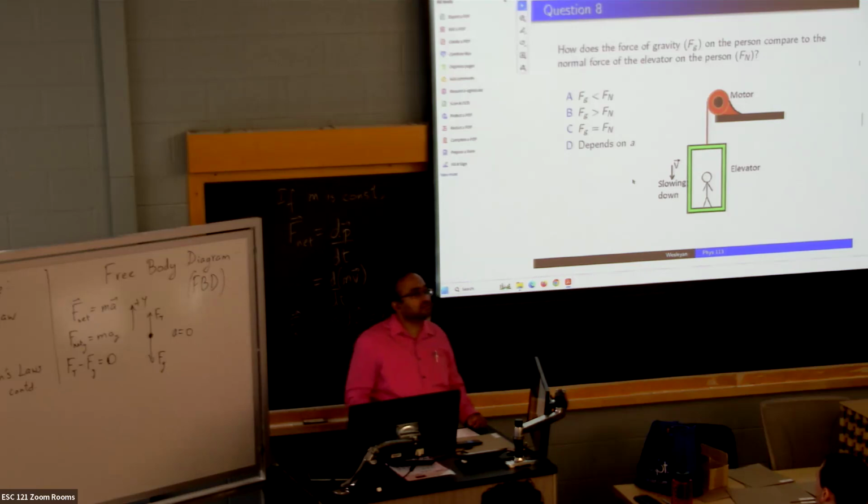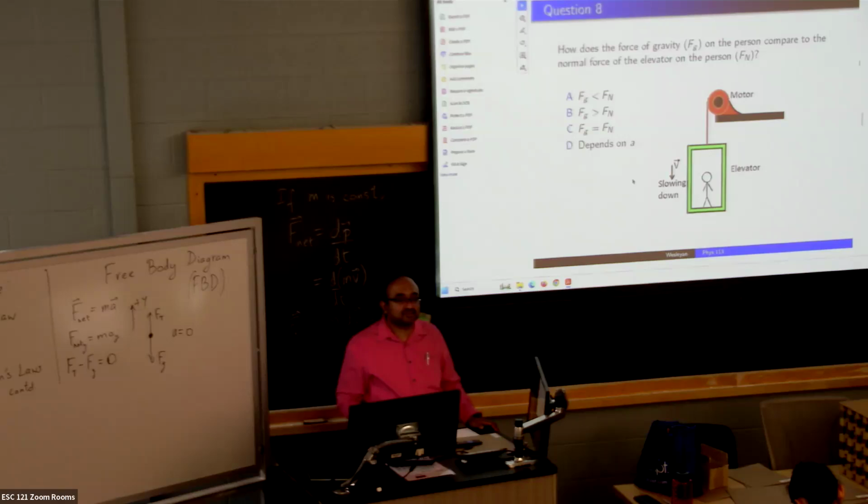Okay. All right, mostly for A, I was thinking because the elevator is going down, it's slowing down, the acceleration must be upwards, in the positive y direction. And because of that, net force is also upwards, meaning that there has to be a greater normal force than force of gravity. Yep, that's exactly right.